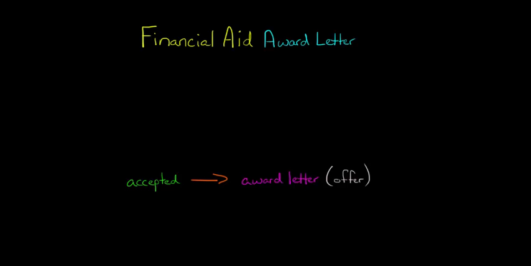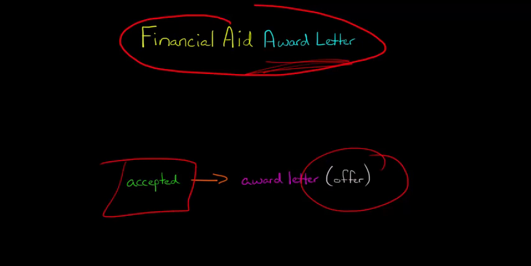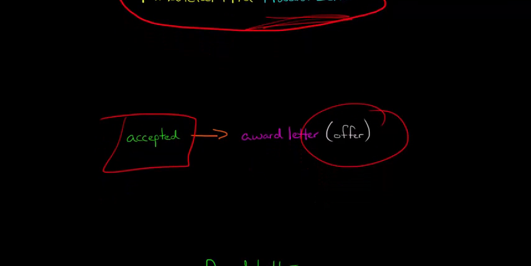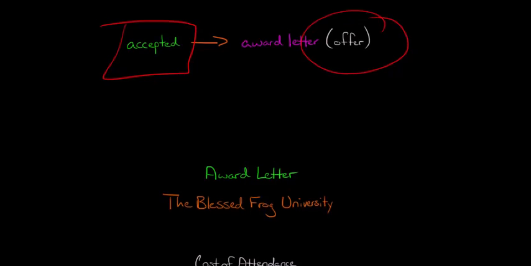In this video, we're going to walk through a sample financial aid award letter for an undergraduate student. So first off, an award letter, also known as an offer or the financial aid package, is something you receive in the mail after you've been accepted to a college or university in the United States. So let's say that we've got an award letter. You applied to the Blessed Frog University, which is a fake university, as you can probably tell.